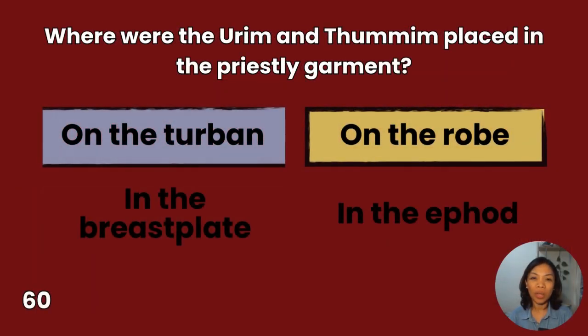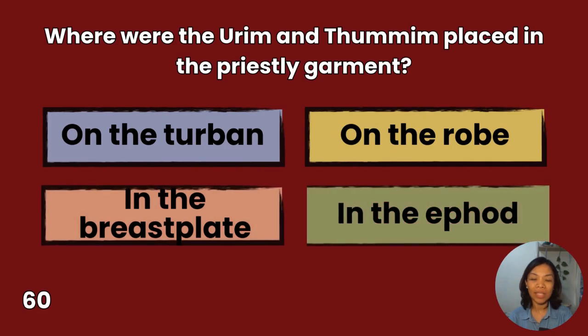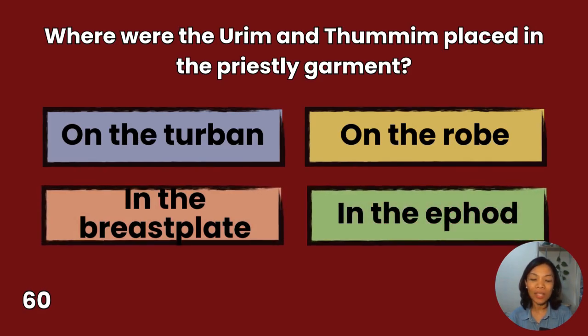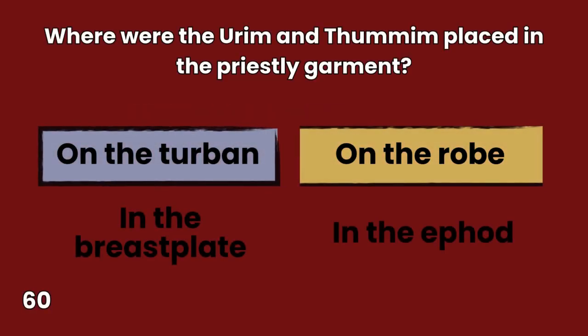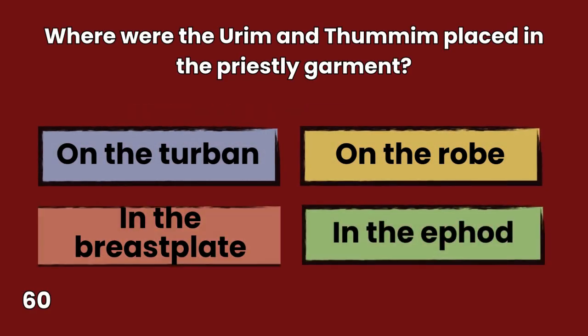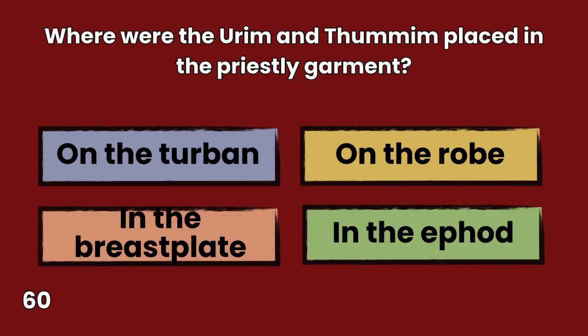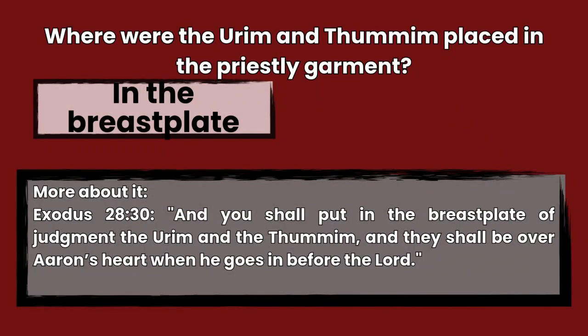60. Where were the Urim and Thummim placed in the priestly garment? On the turban, in the breastplate, on the robe, in the ephod. You have 10 seconds to answer. The answer is in the breastplate. Exodus 28:30. You shall put in the breastplate of judgment the Urim and the Thummim, and they shall be over Aaron's heart when he goes in before the Lord.